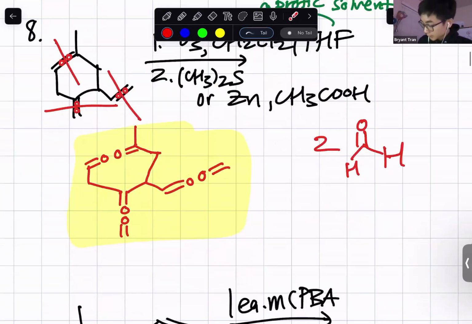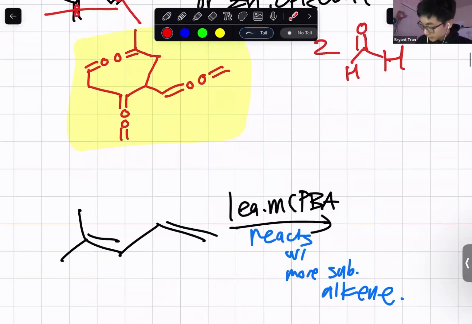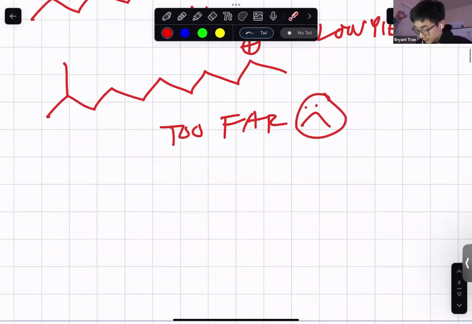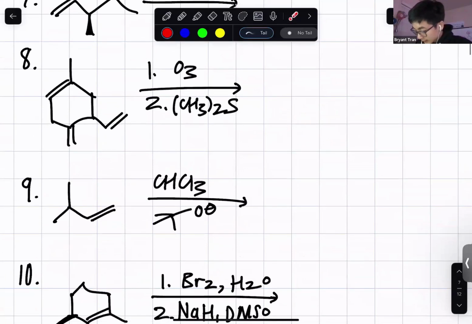Okay. I'm not putting stereochemistry here because this is not a chiral center, so I'm going to put flat bonds like that. So the alkene stays like that. Okay. Next one, 9.